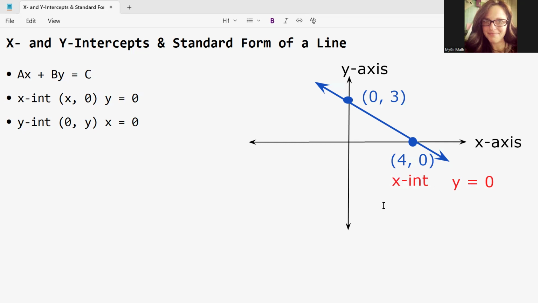Now for the y-intercept. The y-intercept is the point where the line crosses the y-axis. Here, our y-intercept is 3. Notice that the x value is equal to 0 when y is 3 for our y-intercept.